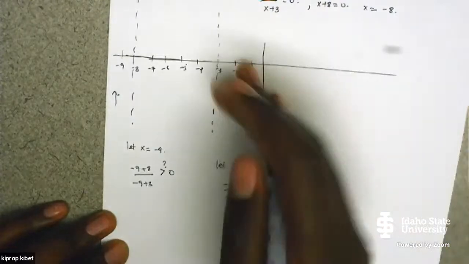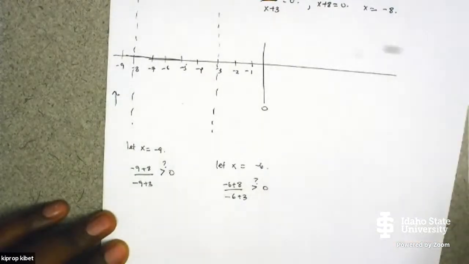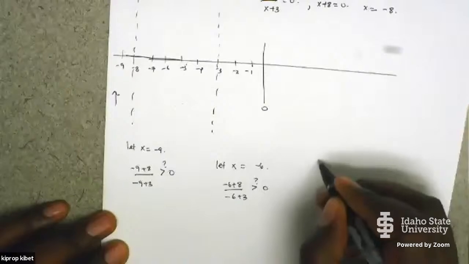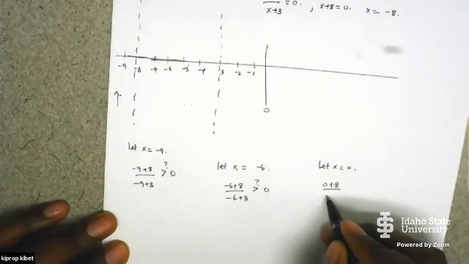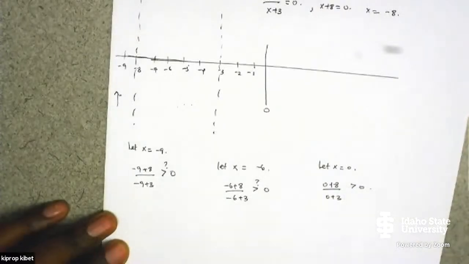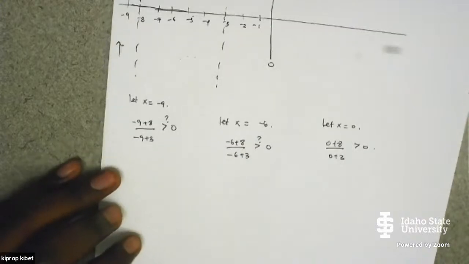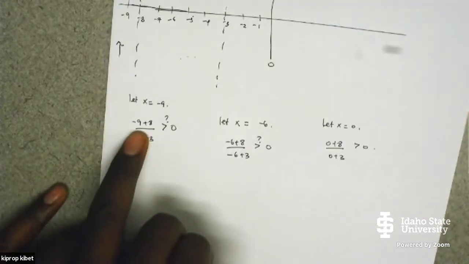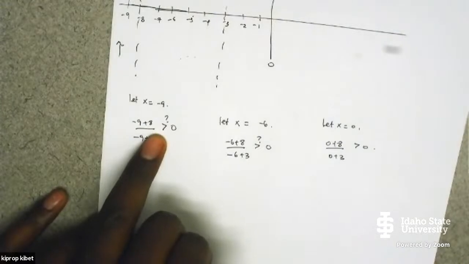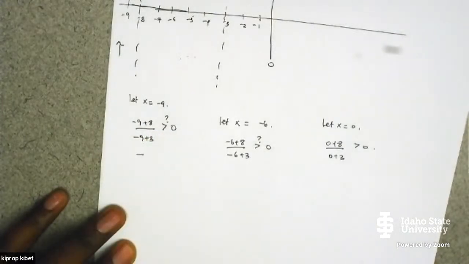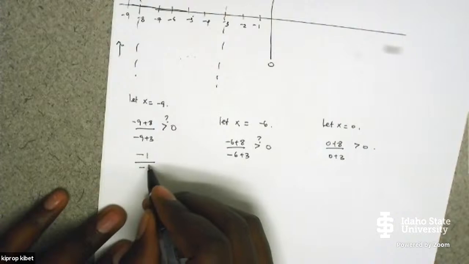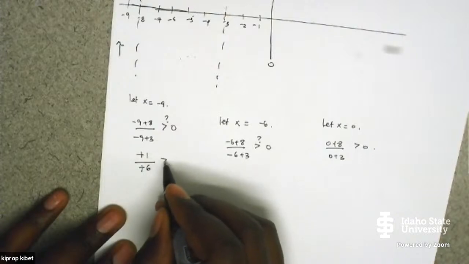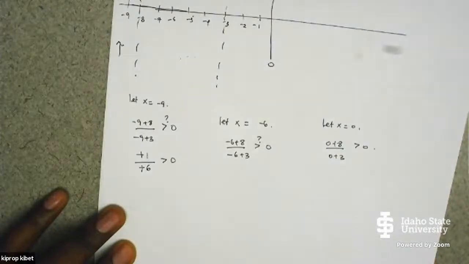And then the last region here, we can put it to be 0, anything there. We let x be equal to 0. So we have 0 plus 8 all over 0 plus 3. Is this greater than 0? Okay. Now, -9 plus 8 is minus, of course, right? -1. All over -9 plus 3 is -6. That minus and that, is it greater than 0? Yes, right? So that is greater than 0.